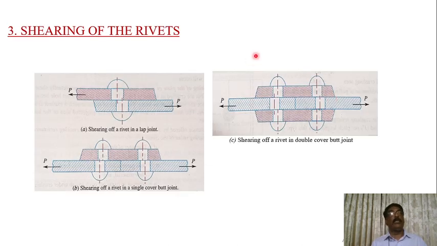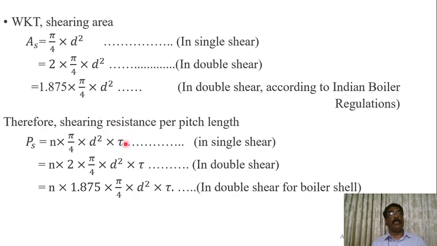So next, we have studied the shearing of the rivets. In the three cases we have studied, one is a lap joint. In a lap joint, the rivet is always in single shear because shearing takes place at one cross section. Also in a butt joint with a single cover plate, the rivet is again in single shear because shearing takes place at only one cross section. And in a butt joint with two cover plates, each rivet will be in double shear because shearing takes place at one cross section here and at one cross section here. Accordingly, you will have to substitute in the formula to find out the shearing resistance.